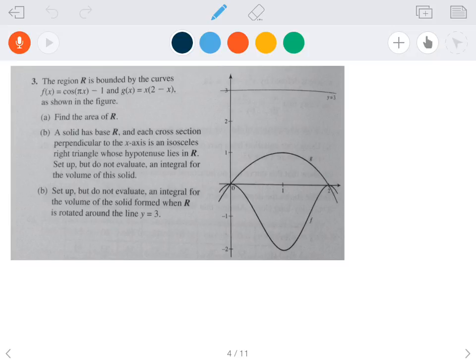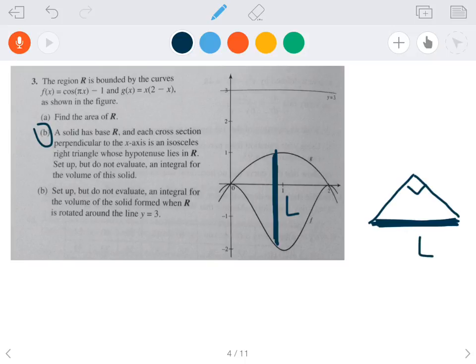The first part B, that one. A solid has base R, as we just found the area of, and each cross section perpendicular to the x-axis. So I'm going to draw a representative cross section there. Is an isosceles right triangle whose hypotenuse lies in R. So if I were to take this and look at it from the side, I just drew that region, and it's a right isosceles triangle where the hypotenuse lies on the base. Right? So this is my top-down view right here, and then this is my side view. Let's call this L, and that's L.